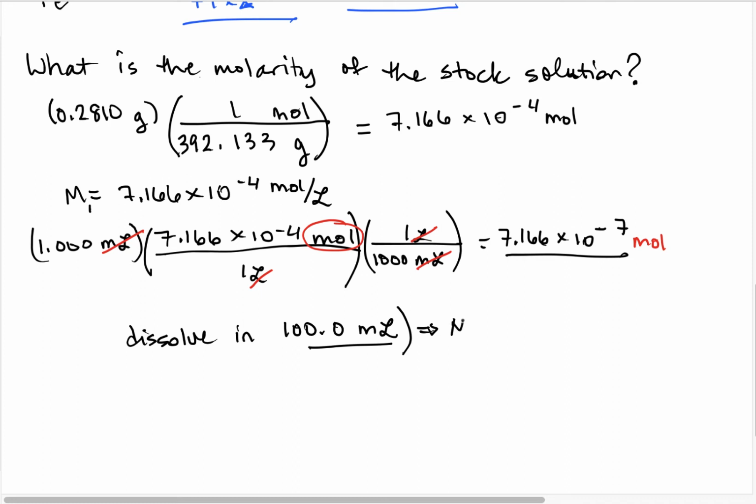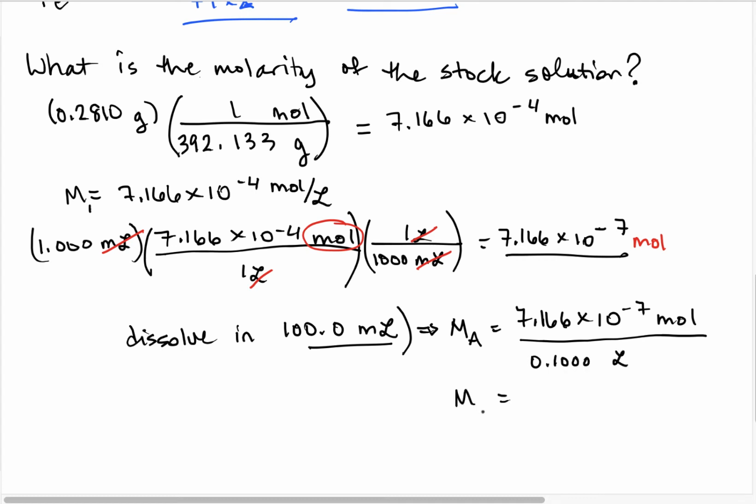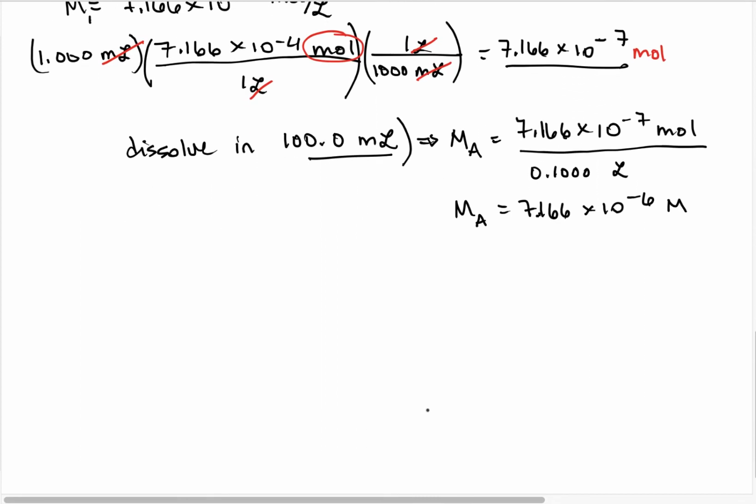So the molarity of A is 7.166 times 10 to the minus 7 moles per 100 milliliters, which is 0.1000 liters. So the molarity of my first dilution is 7.166 times 10 to the minus 6 molar. Okay, so that's our first one.